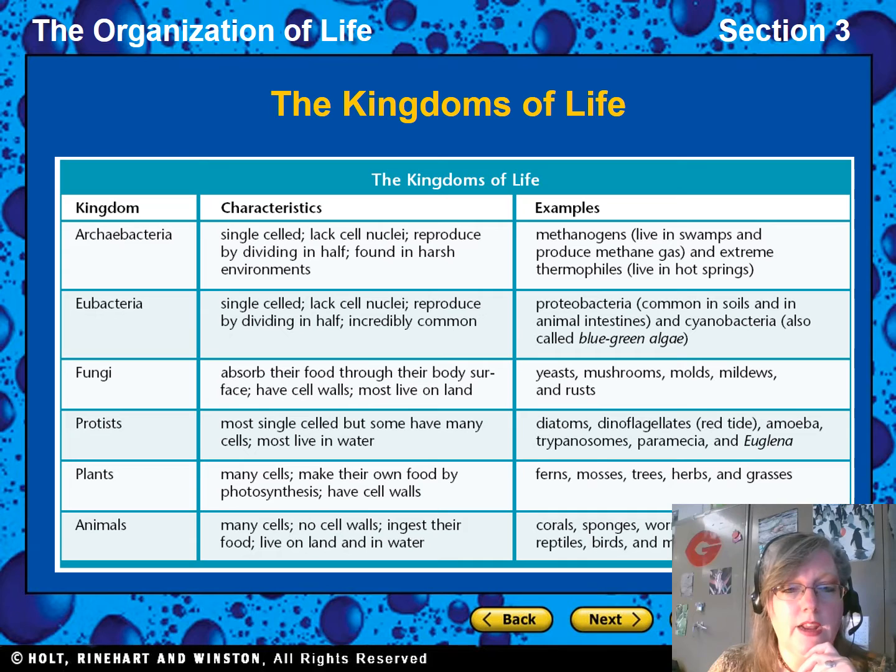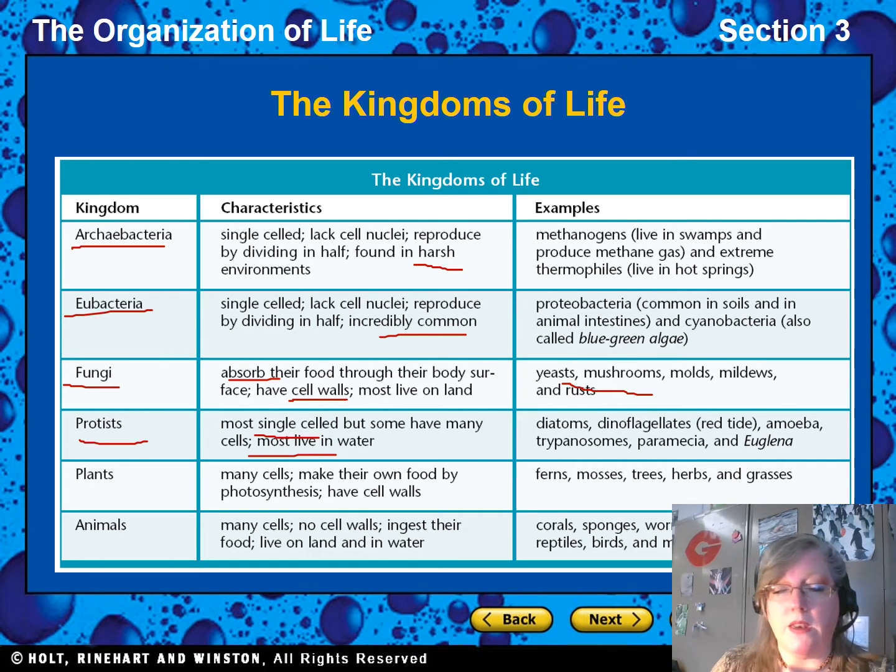So let's see, here we go to our table again. Archaebacteria, this is old bacteria that live in the harsh environments. The Eubacteria, these are the true bacteria that are common everywhere. Here's a fungus. They have to eat their food like animals do, but they do have cell walls, yeasts and mushrooms. The Protists, this is a junk drawer, a lot of them single-celled, but not all. Most of them live in water. We have some that do photosynthesis and some that don't.